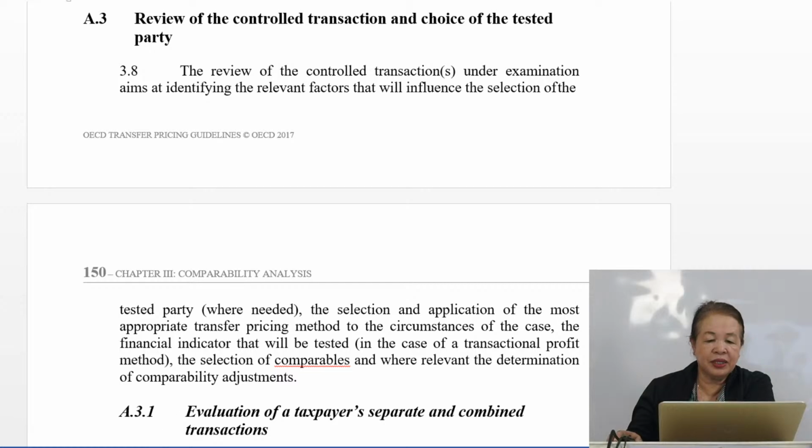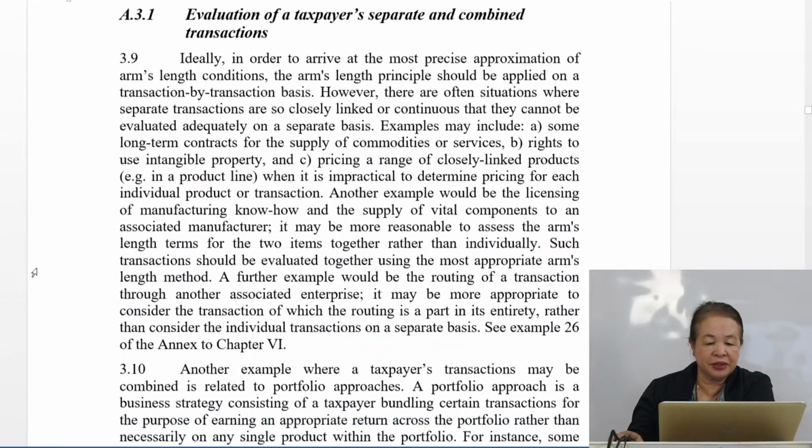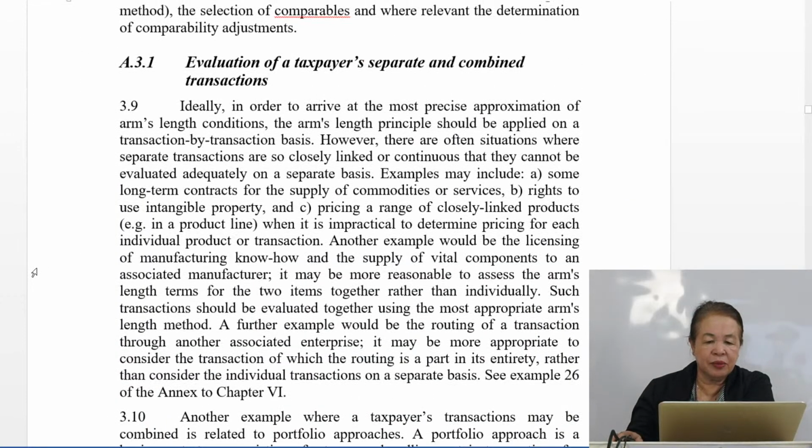So, evaluation of a taxpayer separate and combined transactions, no? So, sa separate and combined transactions, ito na siguro yung magkaroon tayo ng segmented na financial statements, no? Kasi sa combined financial statements or consolidated, nandun na lahat. So, if the examiner wanted to have some specific information on a specific line of business, then the taxpayer or the entity will be required to prepare a segmented financial statement.